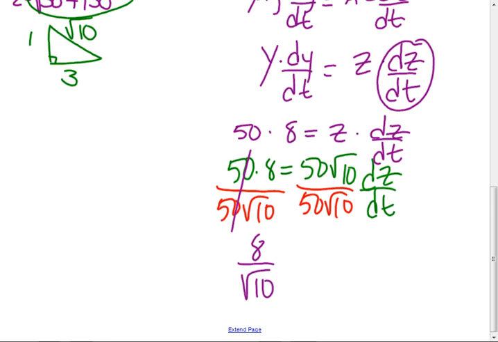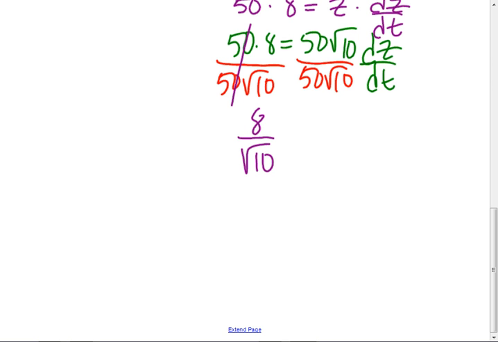I have a better feel for how big that is. Because what's the square root of 10 approximately? Give me a whole number. It's about 3, right? It's about 8/3. You don't have to. You can go to decimals if you want.